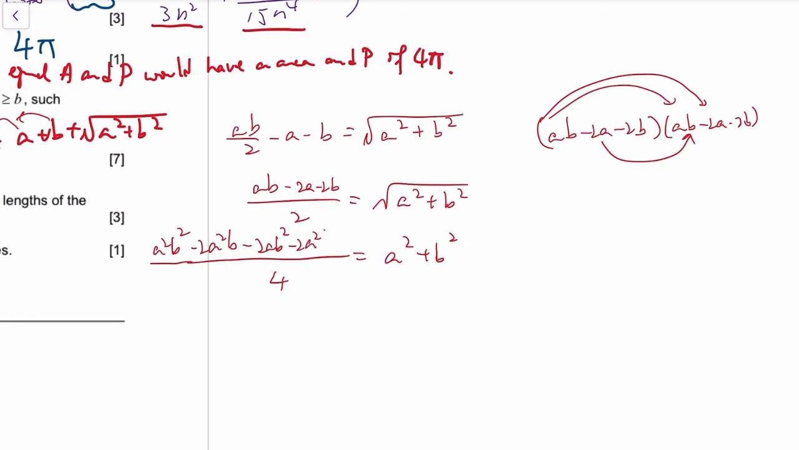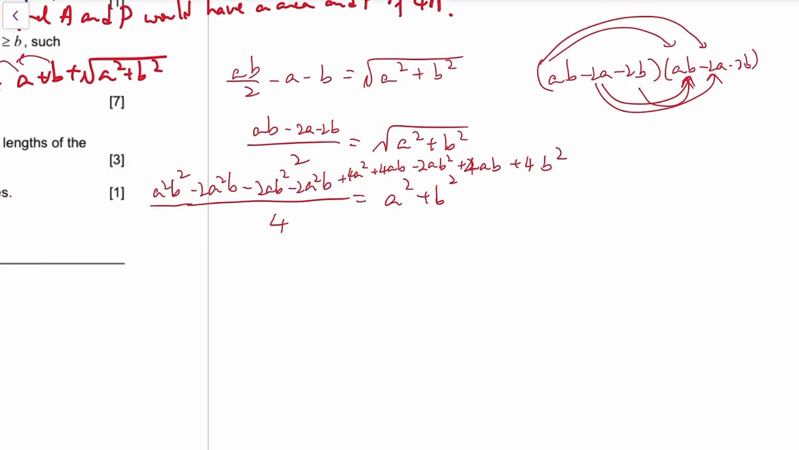Minus 2A squared B. The next one plus 4A squared plus 4AB. Then next one minus 2AB squared plus 4AB plus 4B squared. Well, then we multiply the 4 to the right, so it's 4A squared plus 4B squared. What do we have on top? We have A squared B squared. Then we have minus 2A squared B, minus 2A squared B.